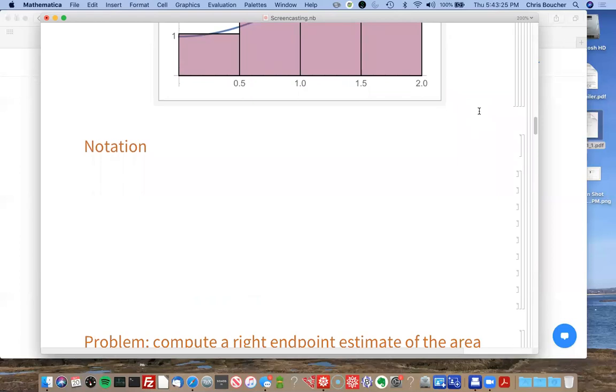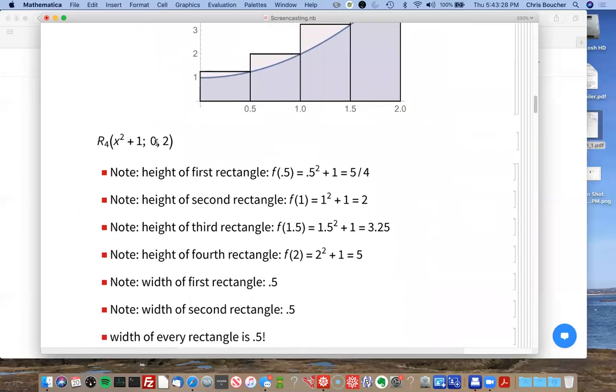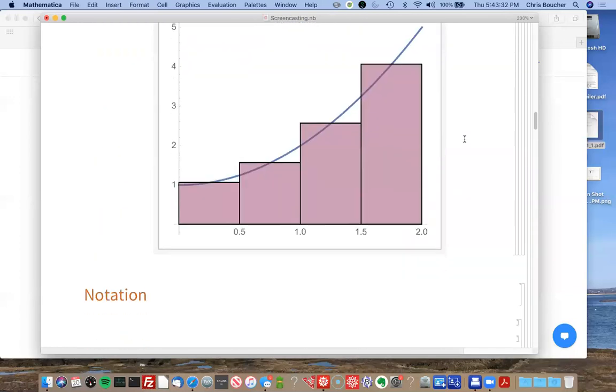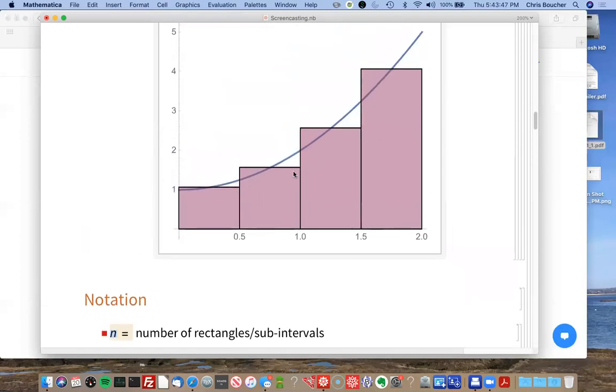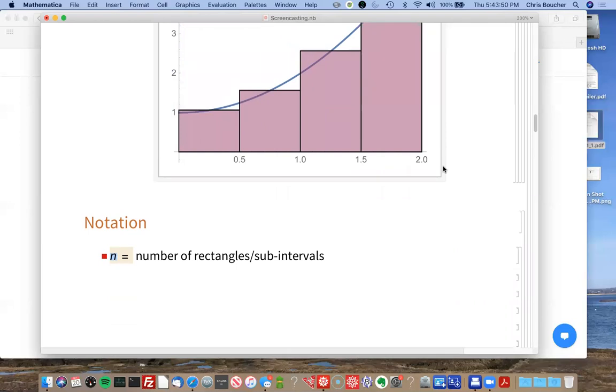All right, let's make this a little bit more general. We've been working mostly with this very specific example, right? A specific function on a specific interval. So let's describe this in a way where we could do it for any function on any interval using any number of rectangles. We'll typically use n to represent the number of rectangles, right? So in the picture here, n is equal to 4. It's the number of subintervals or rectangles. The interval endpoints we'll call A and B typically in the generic case.